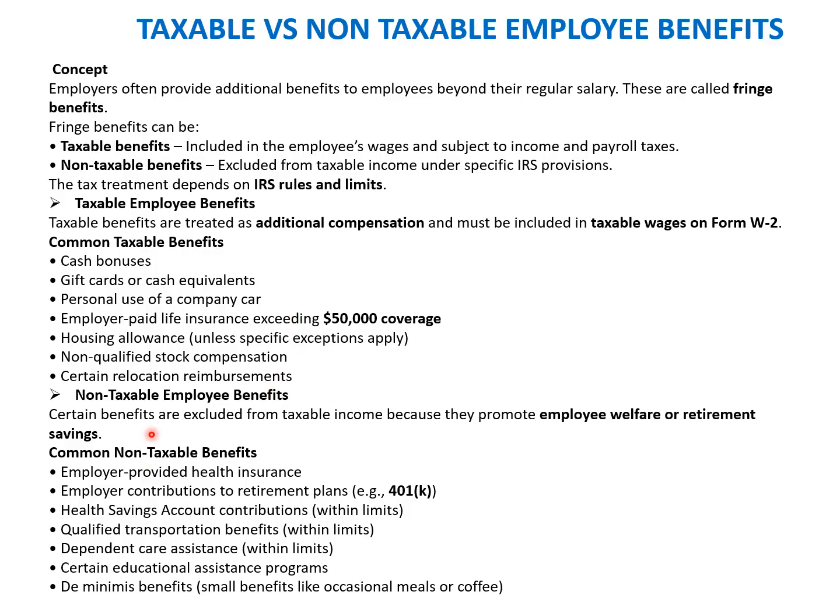There are certain non-taxable employee benefits as well, like employer-provided health insurance, employer contribution to the 401k retirement plan, health savings account contribution, qualified transportation benefits, dependent care assistance, certain education assistance, and small benefits like occasional meals in the office. These components are also given to the employee but do not fall in the bracket of taxable perquisites, and are normally treated as non-taxable fringe benefits. So we'll move to the next slide and quickly have a look at the table to understand some of the taxable and non-taxable benefits provided by the employer.